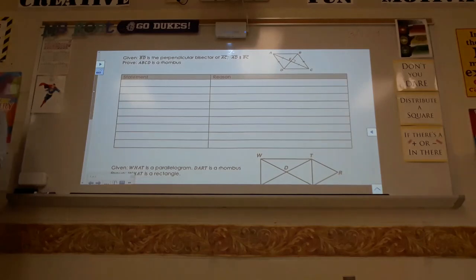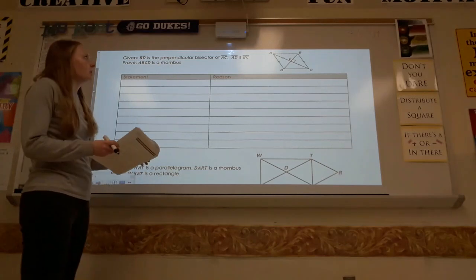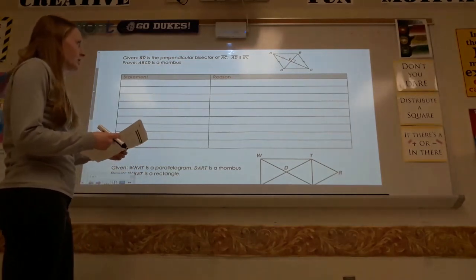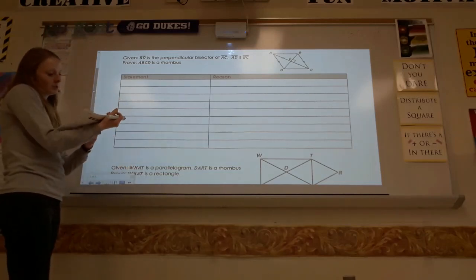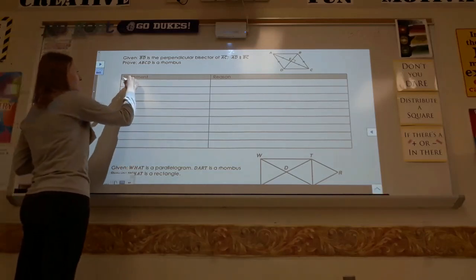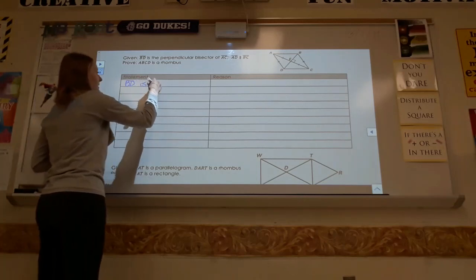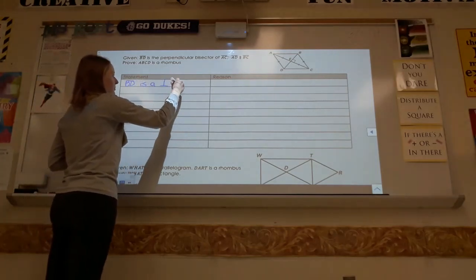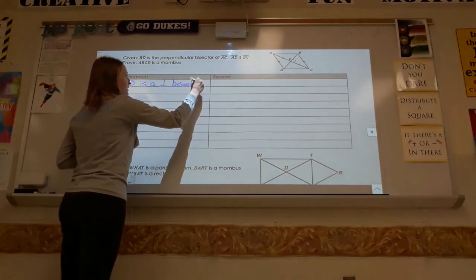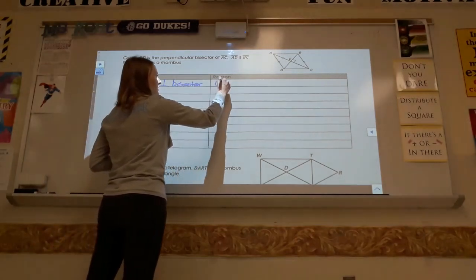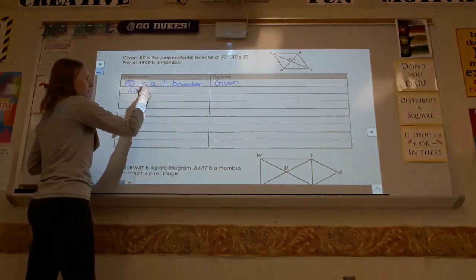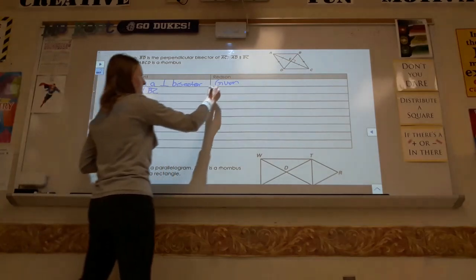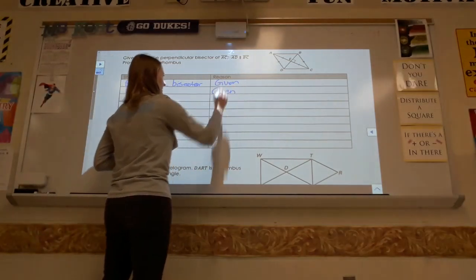So this first one, they've given us that BD is a perpendicular bisector. They put all the markings in the picture. So we know BD is a perpendicular bisector, and we know that AD is parallel to BC. So I'm going to go ahead and write the givens. BD is a, I'm just going to abbreviate that, perpendicular bisector. And then AD is parallel to BC. All right, so we have our givens.